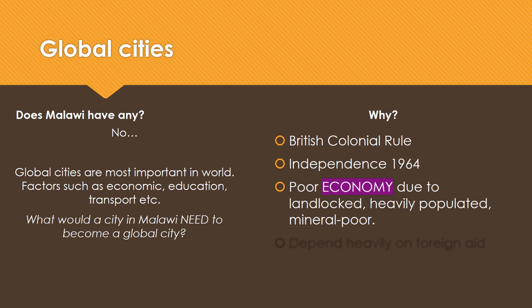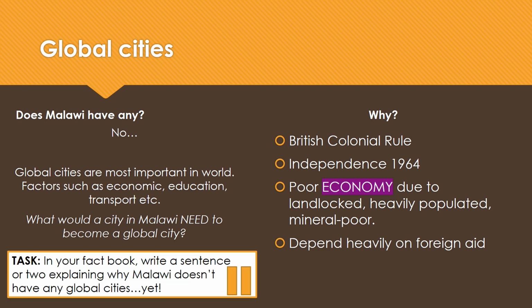But the real reason why it's not got a global city is because it's got a really poor economy, so it doesn't have that much money in terms of a country. And this is partly because it's landlocked, so it doesn't have any sea near it. It's heavily populated. It's got a really big population for the size of it, and it's what we call mineral poor, so it doesn't have things such as precious rocks and diamonds that are worth a lot of money, and it doesn't have things like oil or coal that we can take out of the ground to use for energy. So as a result, it's depended really heavily on foreign aid. So different governments and countries giving it money to help support its development.